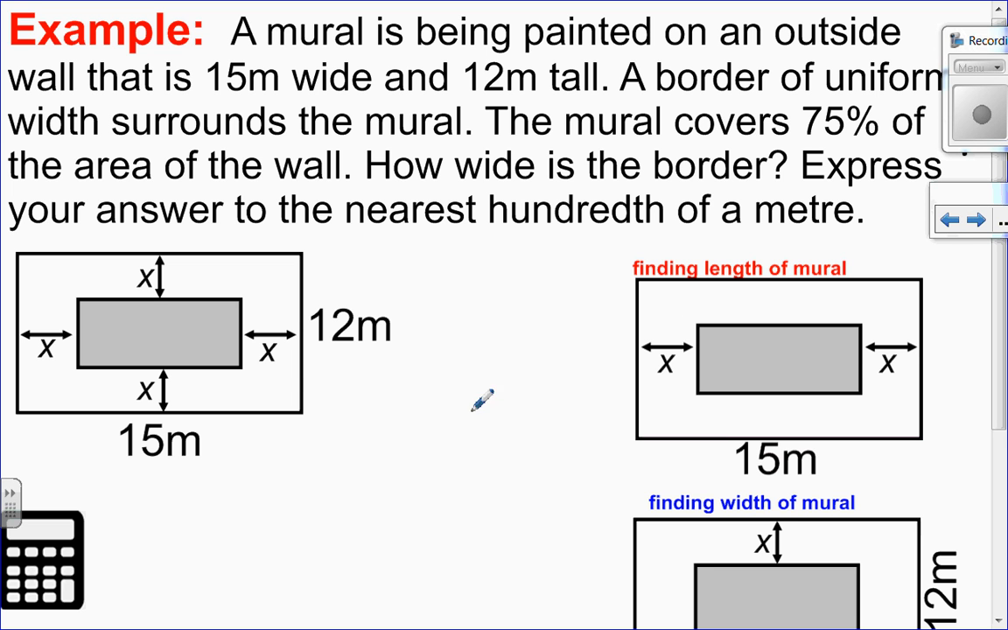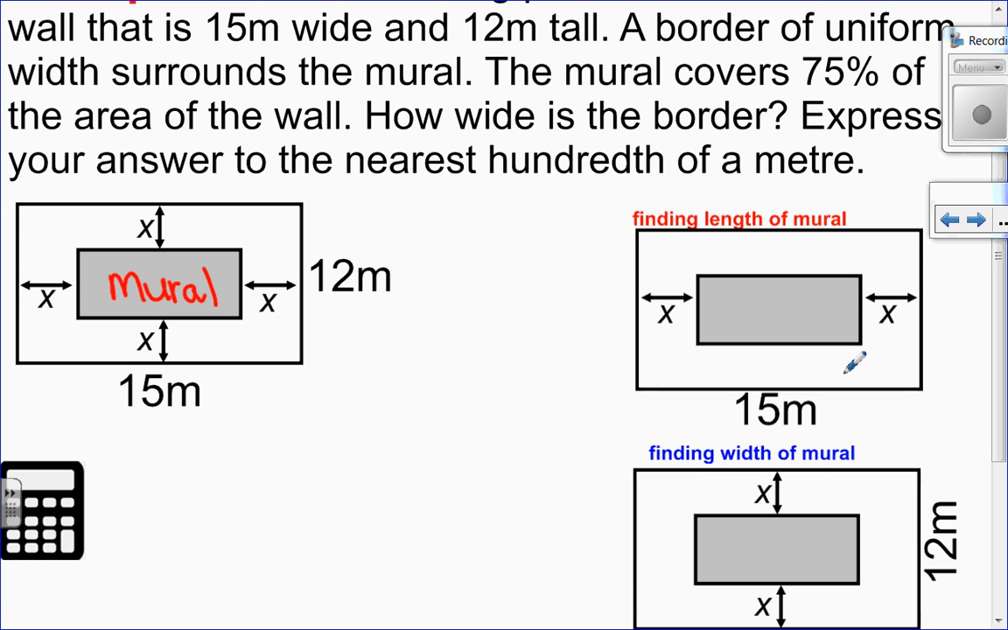Okay, so what I want to figure out is the dimensions of the mural here in the middle. So let's find the length of the mural first. Looking over here at the length, the length of the wall is 15 all the way across. If I slide this up, you can see 15 meters is not the length of the mural because it has this uniform width around it, kind of like a matting, where it's not painted.